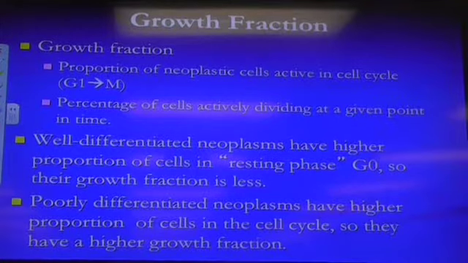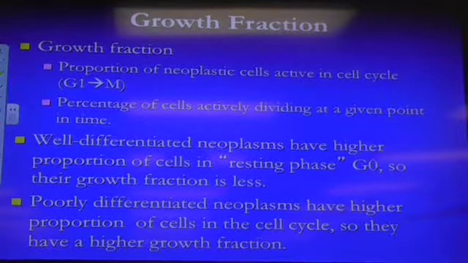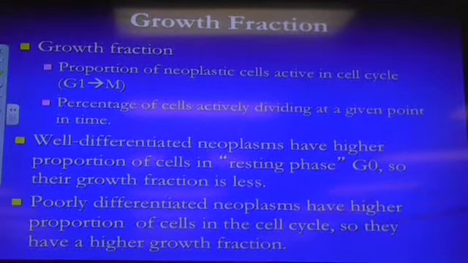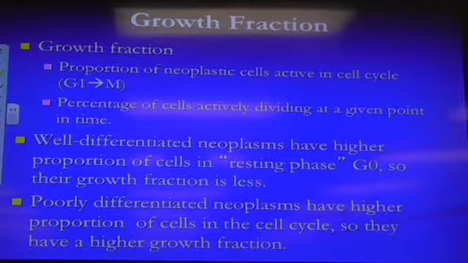Growth fraction is the term that means the proportion of neoplastic cells that are active in the cell cycle, and the percentage of cells actively dividing at a given point in time. Well-differentiated tumors have a higher proportion of cells in the resting phase, so their growth fraction is going to be less. And poorly differentiated neoplasms have a higher proportion of cells in the cell cycle, so they have a higher growth fraction.